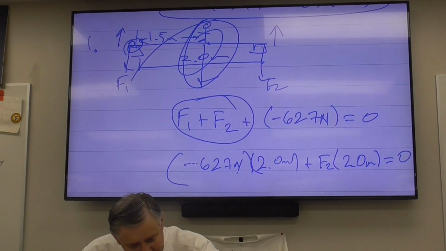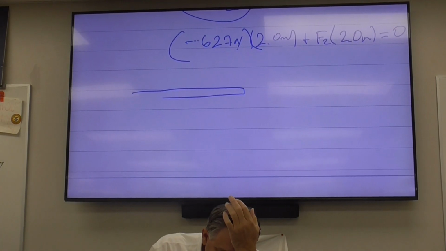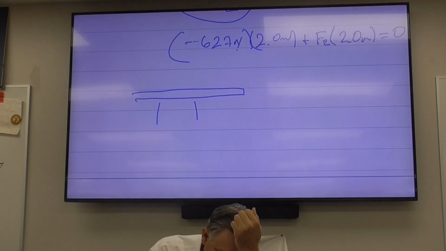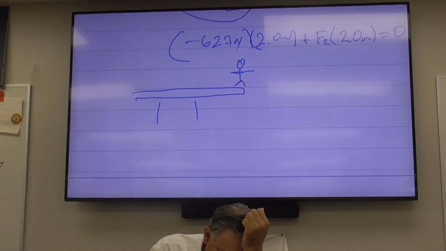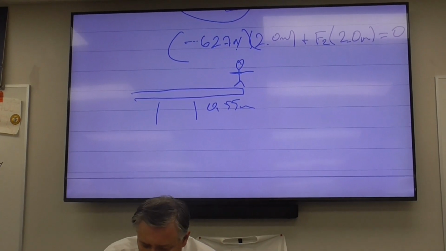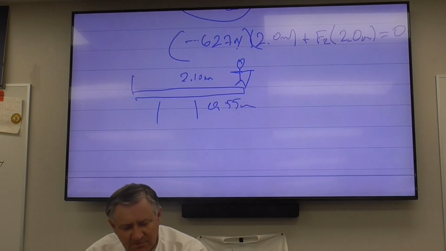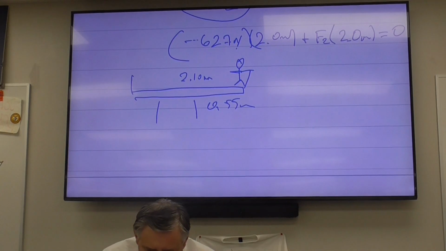Now, 3 is probably the toughest one conceptually. So here's this table, right? And you've got Billy, Joe, Jim, Bob out there on the edge, right? And this is 0.55 meters. So, and the total length is 2.1. Okay? So this is what I tried to show you yesterday with the board.